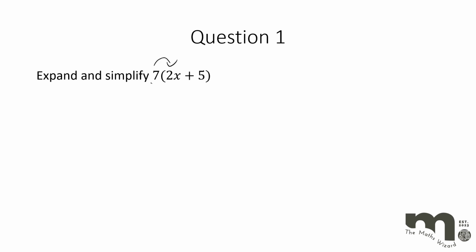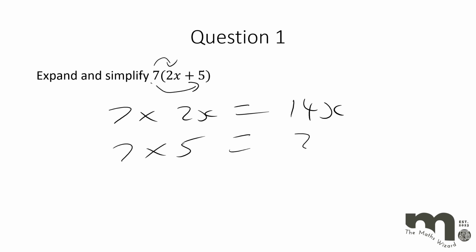So all we're going to do is 7 times 2x, which gives you 14x, then 7 times 5, which gives you 35. And because these are both positives, when you expand it, you will get 14x add 35.